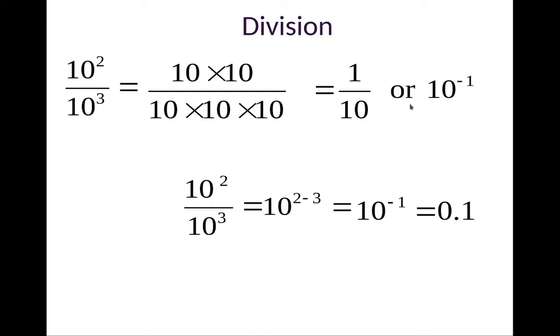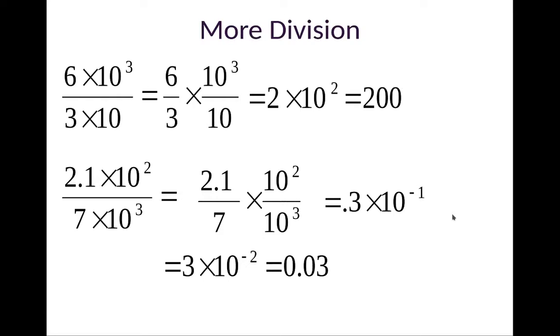Okay, now 10 to the 2 divided by 10 to the 3, another way to think about it is just going to be 2 minus 3, or 10 to the minus 1. So 2 minus 3 is 10 to the minus 1, or 0.1. And so you could do division in the same way you could do multiplication. You multiply the numbers in front together, or divide the numbers in front together, and then you deal with the division of the powers of 10 separately.